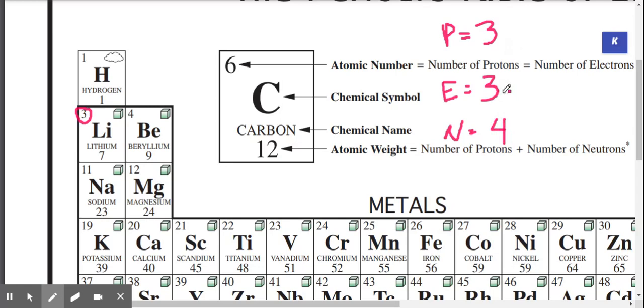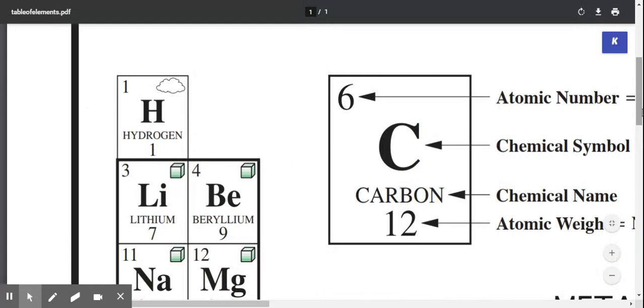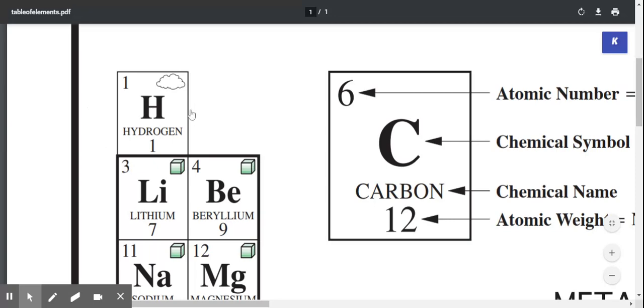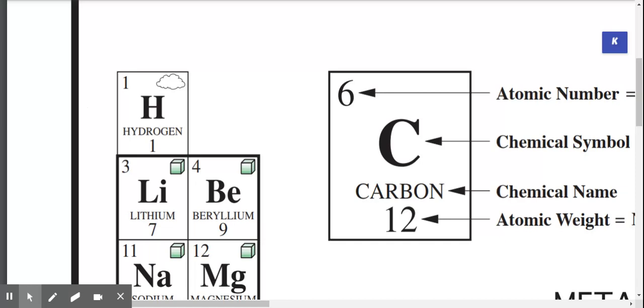So now that you got the hang of it, why don't you try some on your own? I'm going to point out a few for you to try. And you can pause the video in order to figure this out. So here we go. For instance, let's do a couple of examples here. Give me hydrogen, protons, electrons, and neutrons. Okay. Try beryllium. How many protons? How many electrons? How many neutrons?